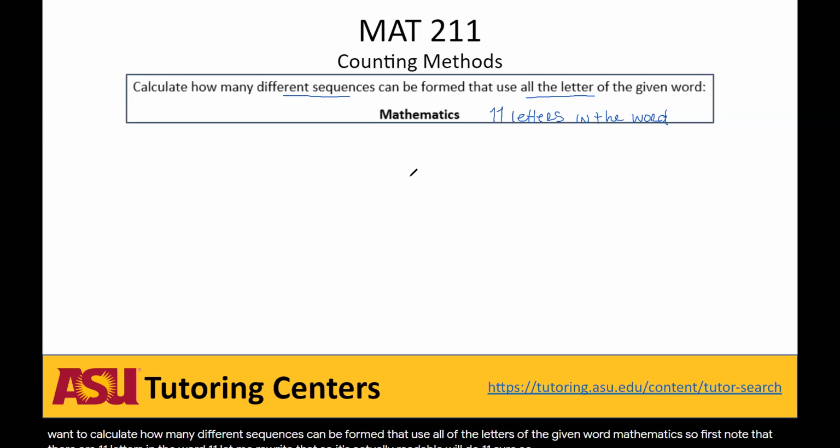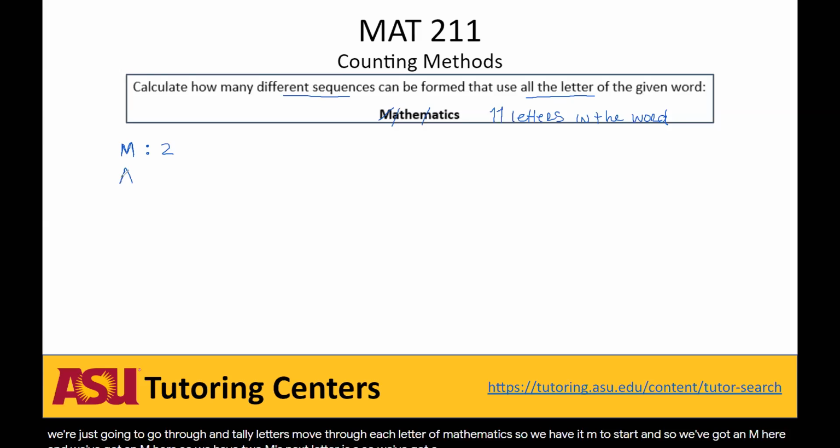So the first thing we want to do here is determine how many of each letter we have, because that's going to affect how we order them in the sequence. So let's start, and we're just going to go through and tally letters, moving through each letter of mathematics. So we have an M to start. We've got an M here, and we've got an M here. So we have 2 M's.